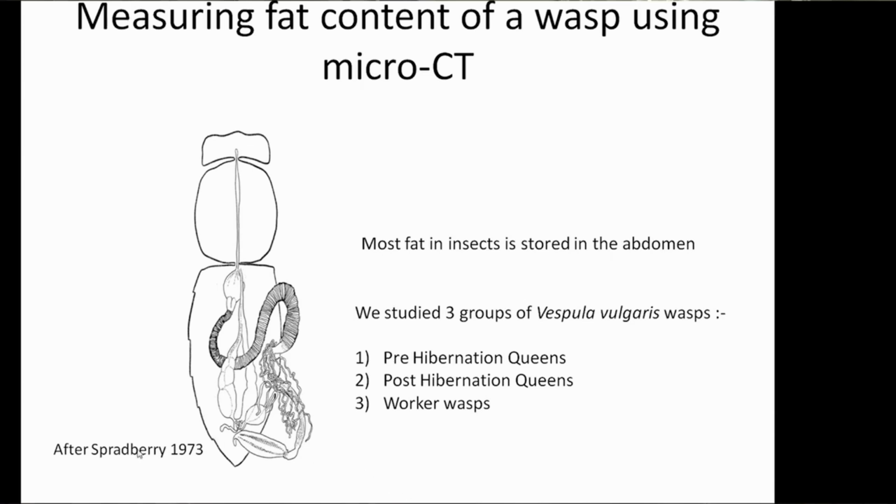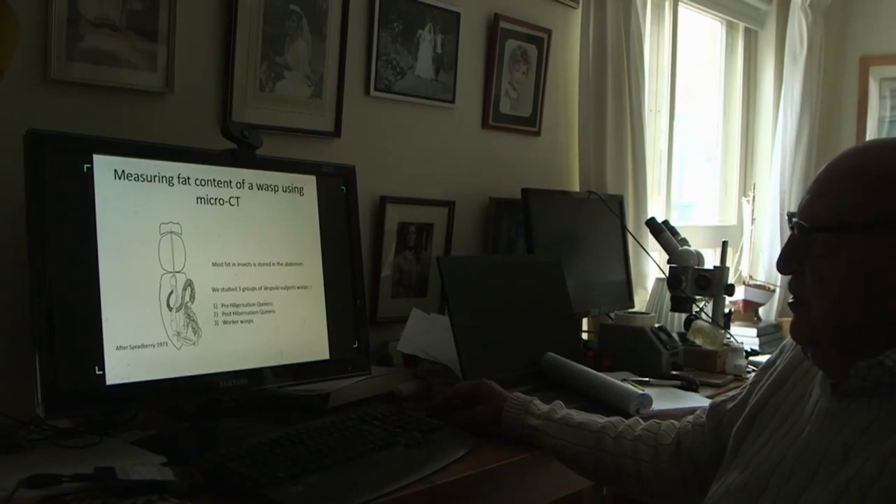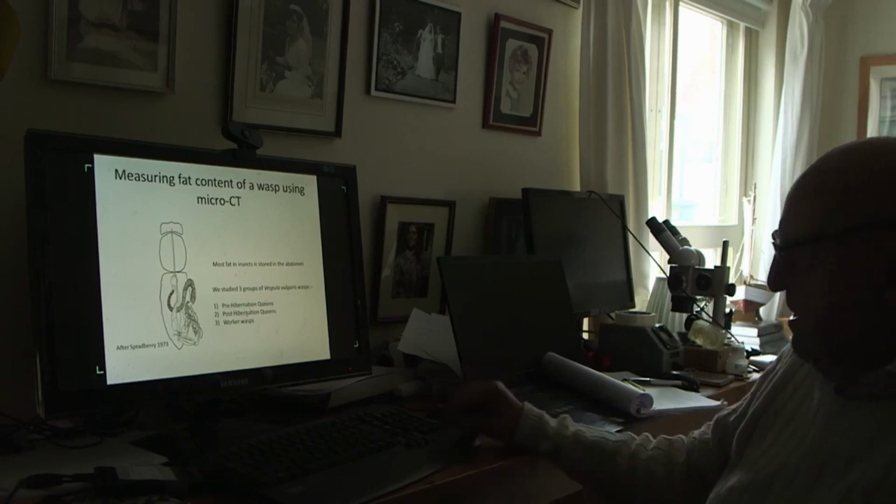It also reminds me that Spradbury had reported that pre-hibernation queens tended to lay down a lot of fat. They tended to lose that fat over the winter, and so we were expecting to have a fair amount of fat in the first group and less in the second.